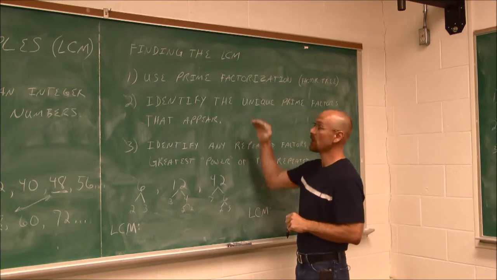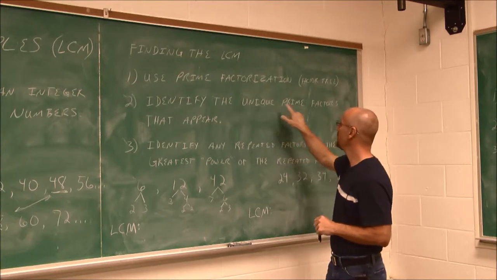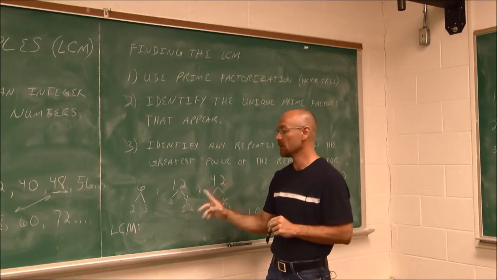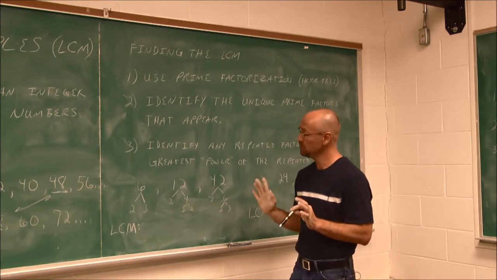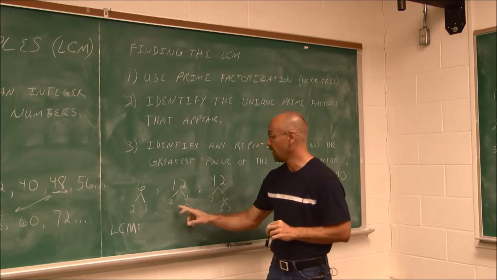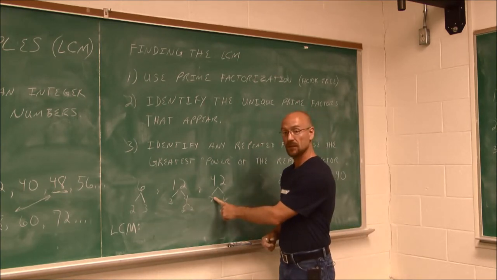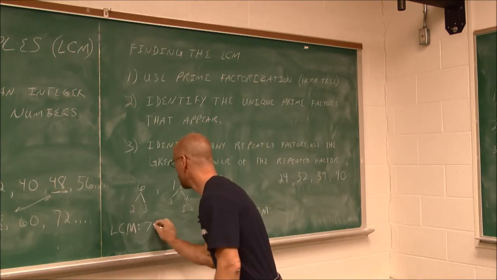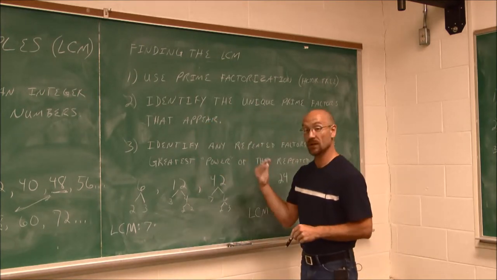So now I'm ready to move on to step 2. I use my prime factorization. Identify the unique prime factors. What unique means is it only appears in one of the numbers. Well, I see all of them have a 2, so 2 is not unique. I see all of them have a 3. 3 is not unique. 7 is unique. 7 is the only unique factor. So I'm going to write that right here, 7. And we're going to multiply that once we find the rest of them.